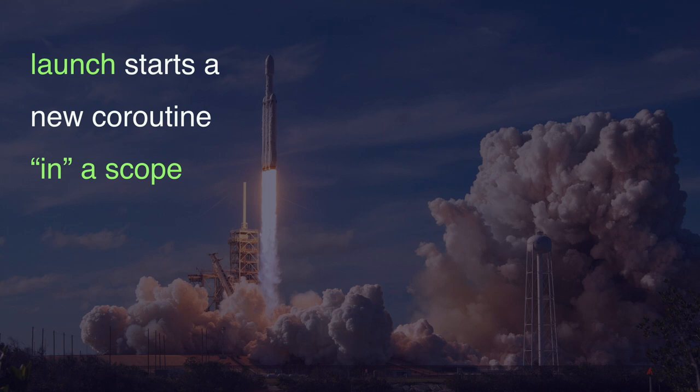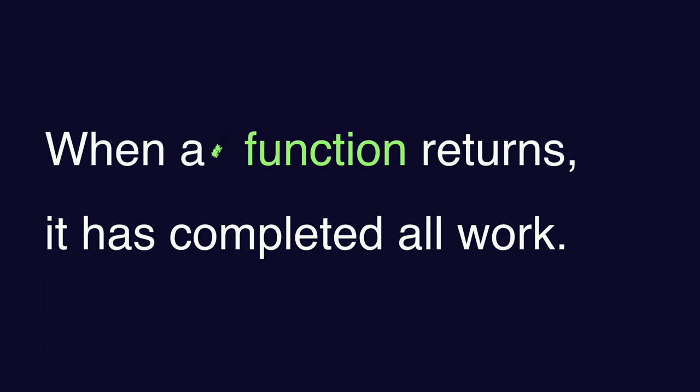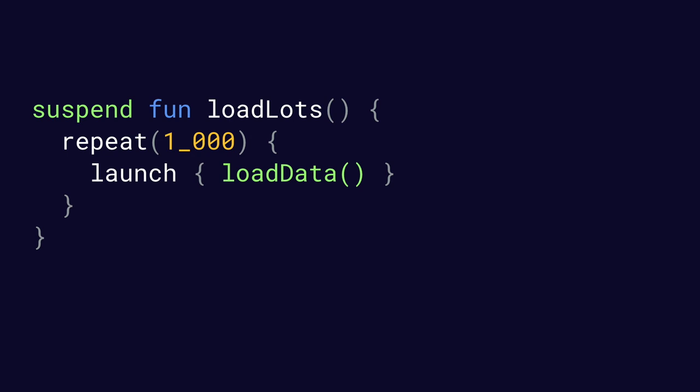And this kind of gives us a way to keep track of all of the coroutines that we're running and help avoid leaks. The other side of this that we have to think about is we have this guarantee that when a suspend function returns, it has completed all work. So let's go back to this loadLots we had earlier, where we're trying to repeat 1,000 times and launch 1,000 coroutines.